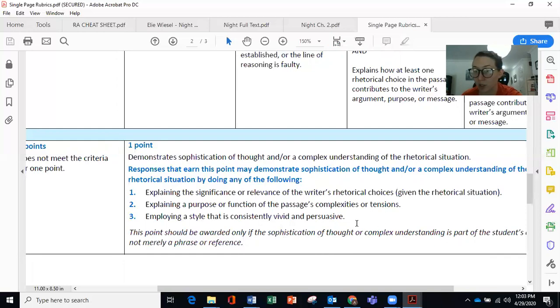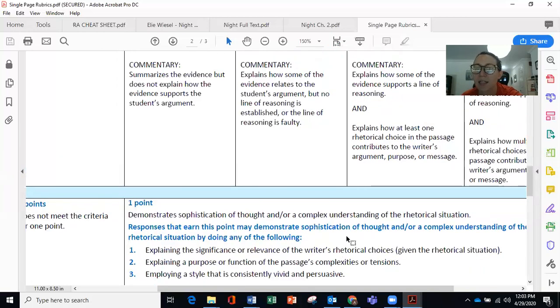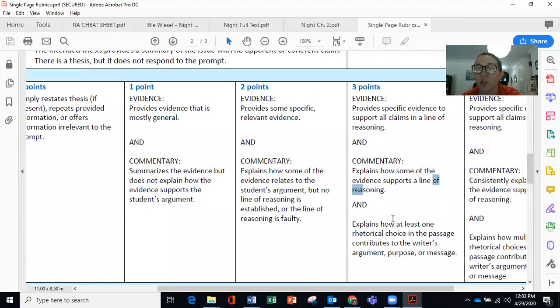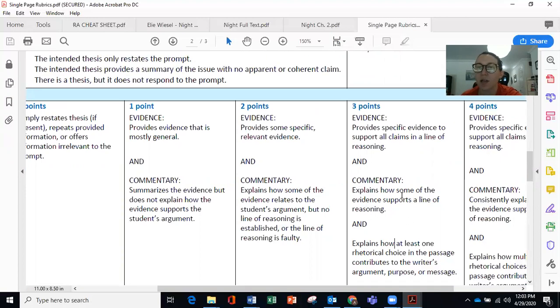So I will try to include some more exercises with making writing style fun next week. But like I said, my priority is always for you to get the 3 or 4 in evidence and commentary before we talk about the sophistication point. All right. So again, that is the rubric.